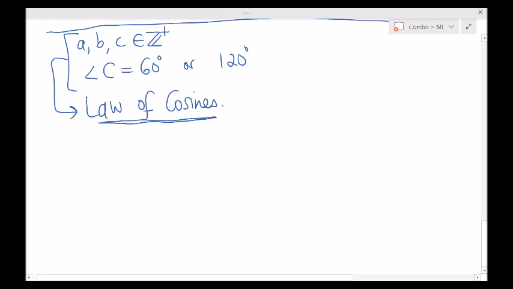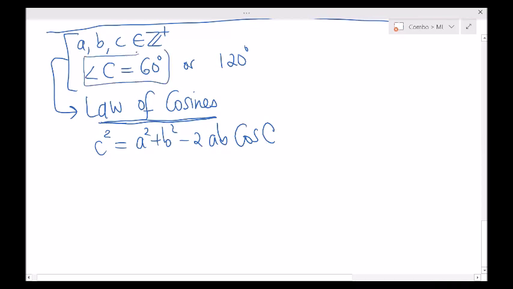And it is extremely useful. And I'm sure everybody is kind of a professional in this one. Let me remind you of the law. C squared is equal to a squared plus b squared minus 2ab cosine of angle C. But because we are saying that angle C is either 60 or 120, cosine of 60 is what? 1/2, right? And cosine of 120 is minus 1/2.